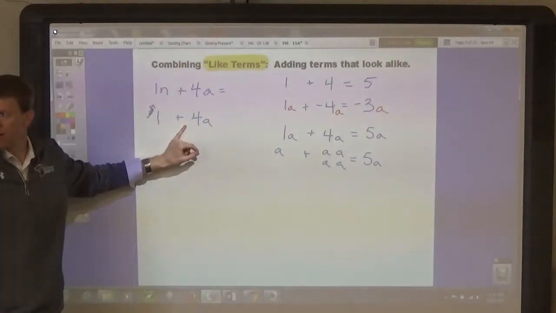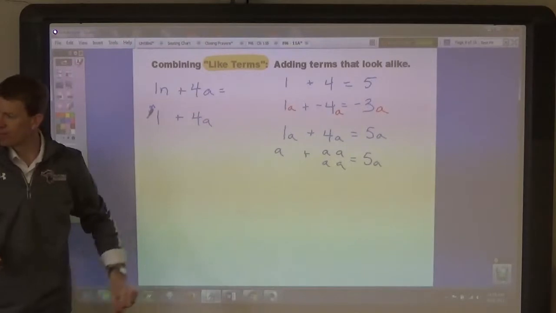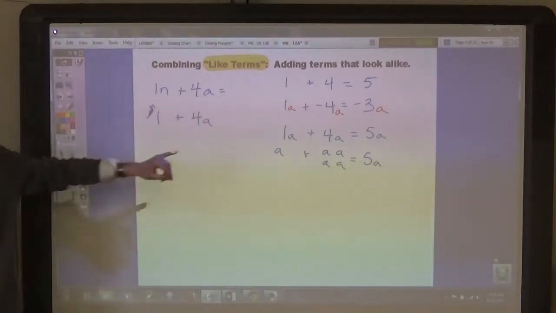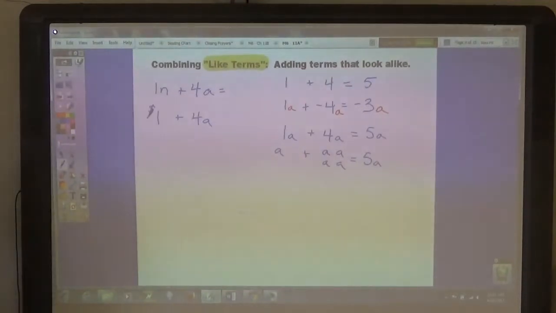When they don't look exactly alike, you cannot add them. If they have the same variable, can you add them? Andrew? Yes. Are you concentrating on what we're talking about? Well, you're not helping yourselves. Are you?